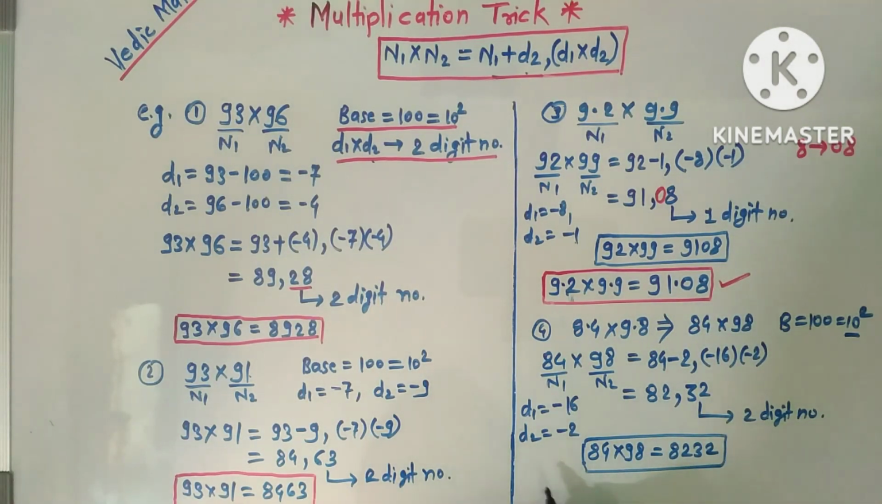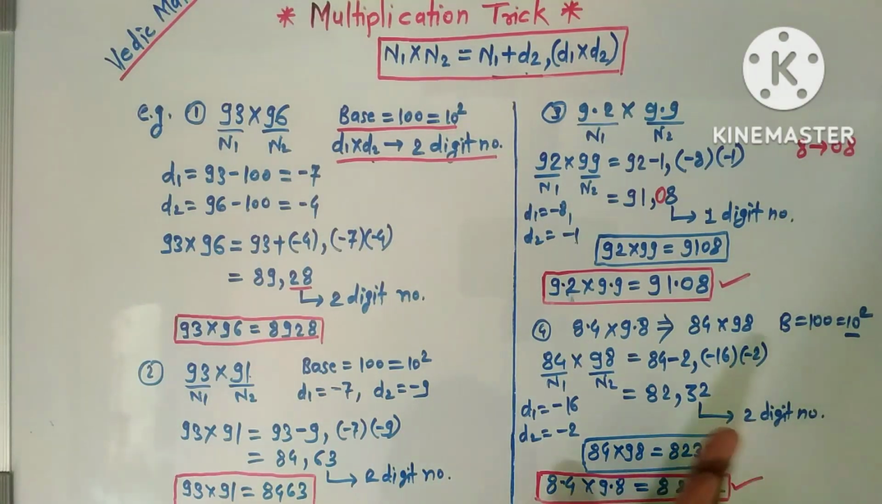But what we have to find? 8.4 into 9.8, which is equal to 8232. But here after one digit a decimal point is there, here also after one digit a decimal point is there. So we have to put the decimal point after 2 digits from the right side. So what is our final answer here? 8.4 into 9.8 is equal to 82.32. So this is our correct answer.